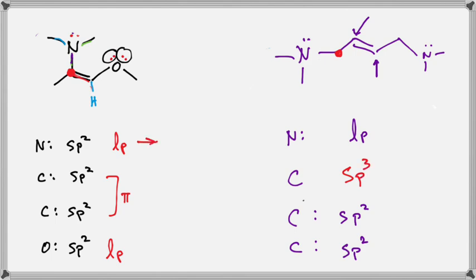What does the nitrogen have left over if it's sp2 in the black? One p orbital, thank you. What does the carbon have left over? P orbital. What does the other carbon have left over? P orbital. What does the oxygen have left over? P orbital. Because I have p orbitals, guess what the electrons can do? Hop to hop to hop. Move over to the other one.